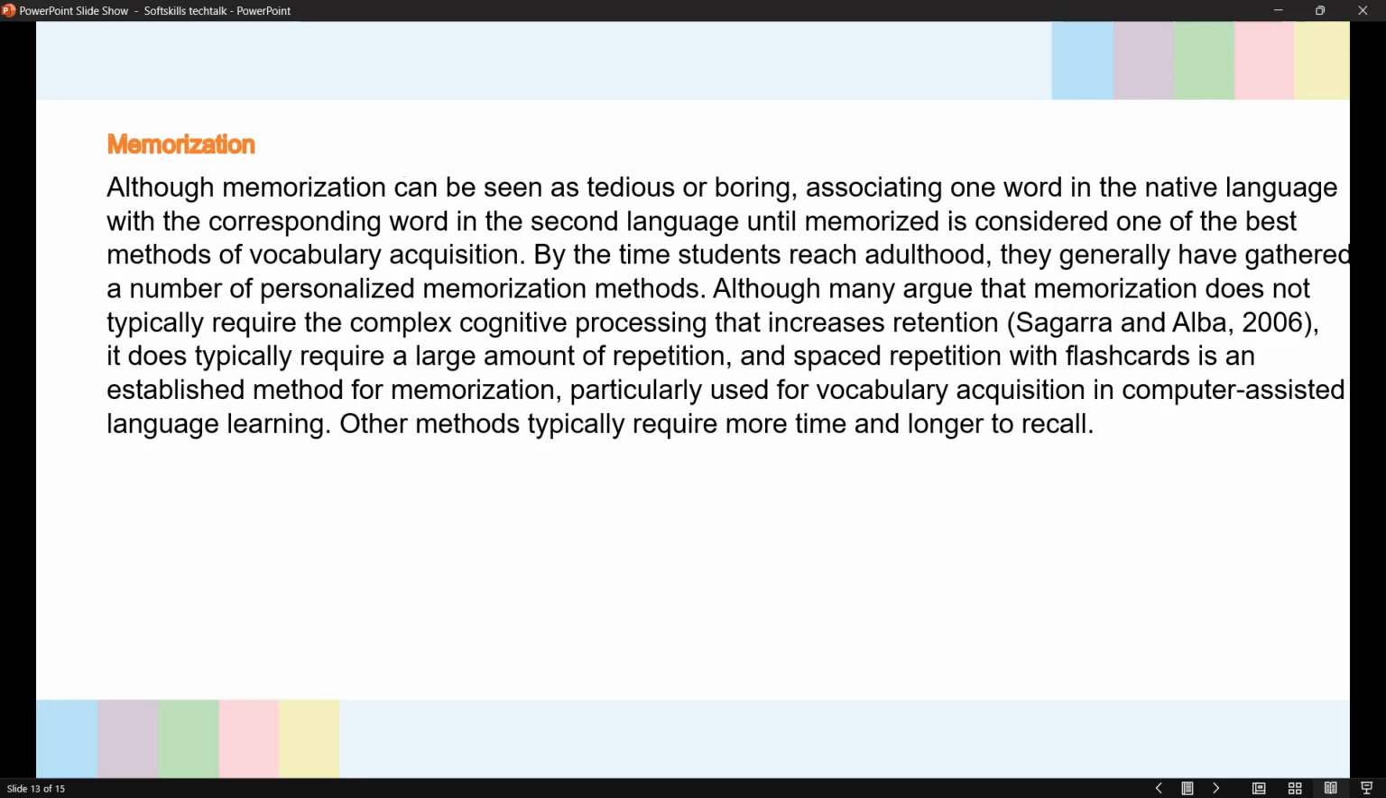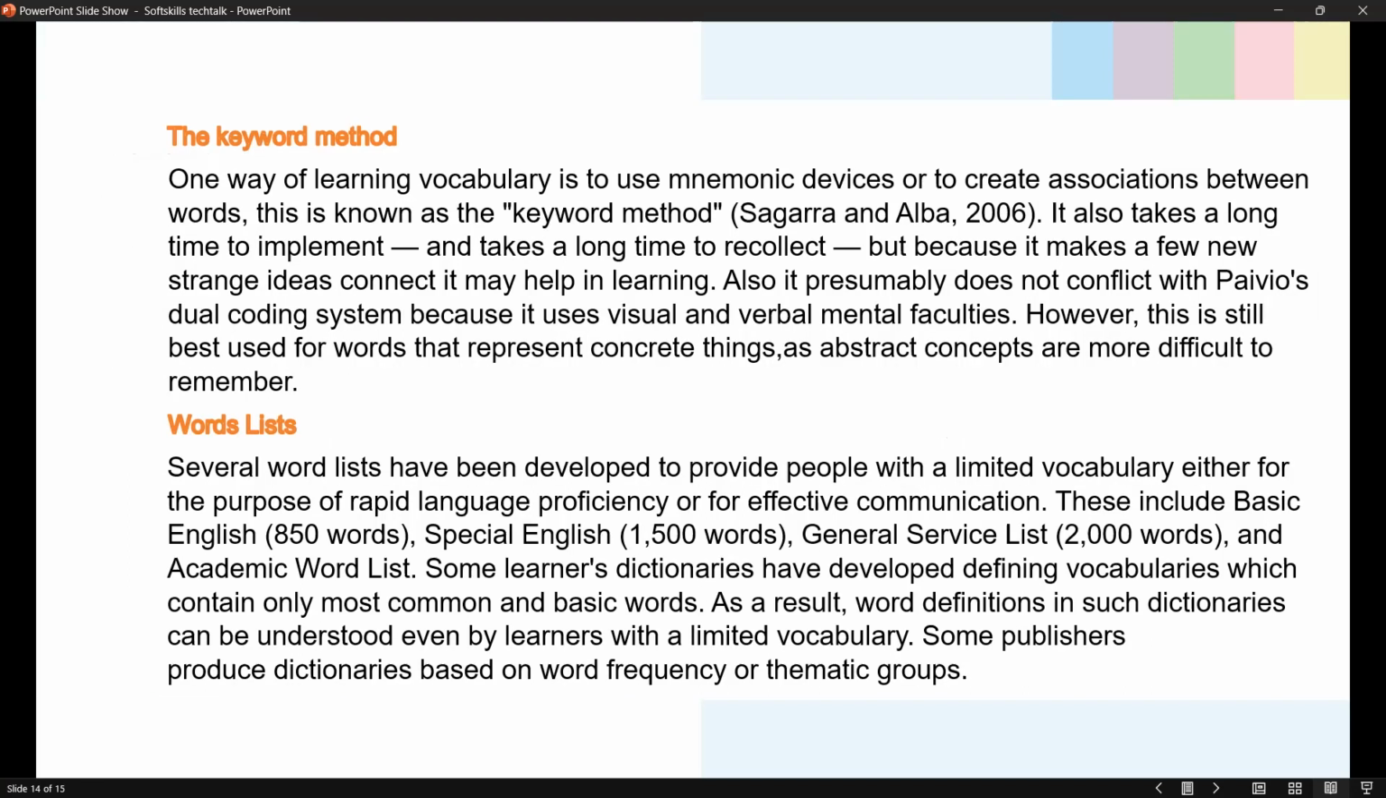Although many argue that memorization does not typically require the complex cognitive processing that increases retention (Sagara and Alba, 2006), it does typically require a large amount of repetition. Spaced repetition, which flashcards exemplify, is an established method for memorization, particularly used for vocabulary acquisition in computer assisted language learning. Other methods typically require more time and longer to recall.